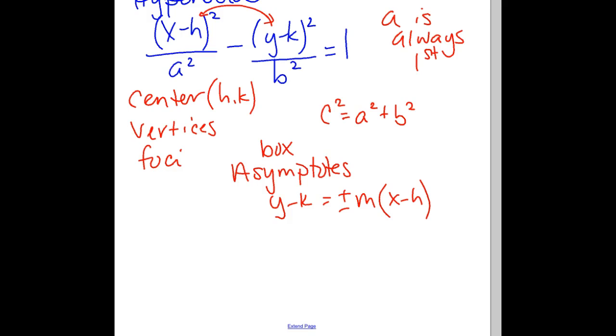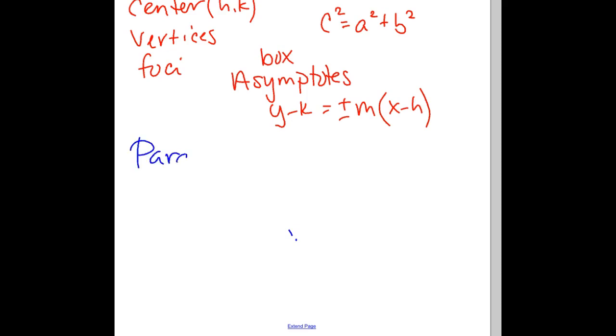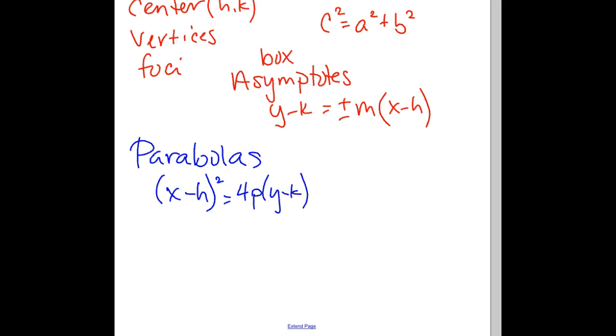Okay. And then our last shape, parabolas. What's our basic equation for parabolas? What? X squared equals 4py. Okay, let's transform it. If we shift it, x minus h squared. Okay, or we could have the other one, right? The y piece could be squared.